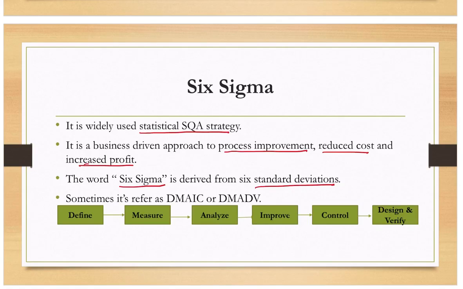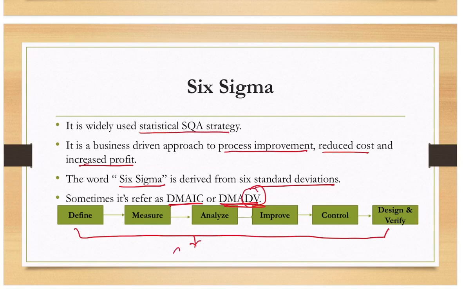For example, sometimes it's referred to as DMAIC, right? D stands for define, M stands for measure, A stands for analyze, I stands for improve and C stands for control, and D and V stand for design and verify. Now, these are the core steps in Six Sigma. In this, first step is define.